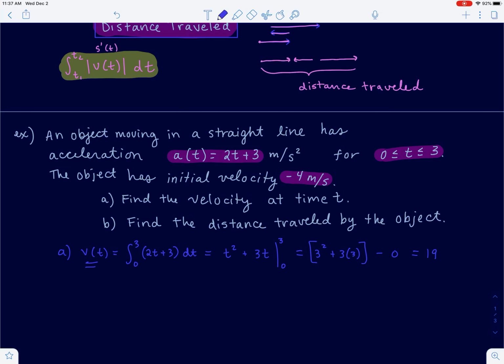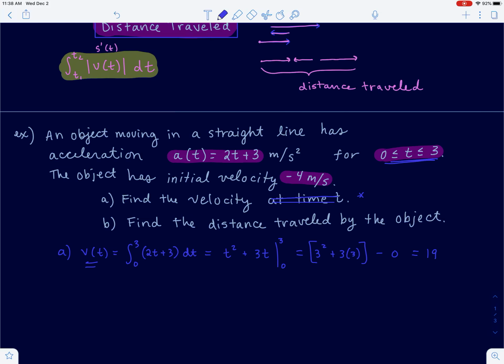Velocity at time t. I'm just kidding. The velocity at time t, you know what? I think I screwed this up. Actually, it's okay. I just didn't mean to write at time t. So just find the velocity for this time period here. So let me just add that.